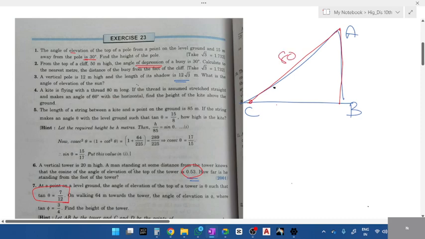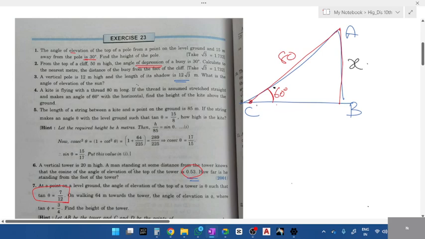80 meter long. Next, makes an angle of 60 degree with the horizontal. Any angle, students, take it as angle of elevation. What is angle C now? 60 degree. Because if I teach according to concept, you're not answering. So just memorize whatever value is given, take it as angle of elevation, 60 degree. Then find the height of the kite above the ground. Which one you have to find? B. So AB is the height, we take it as X, right?